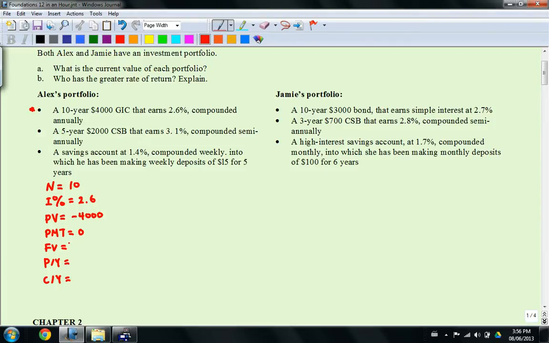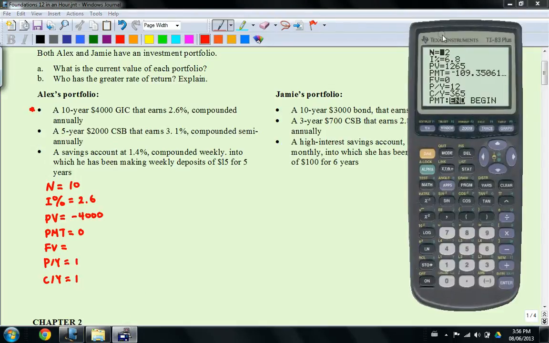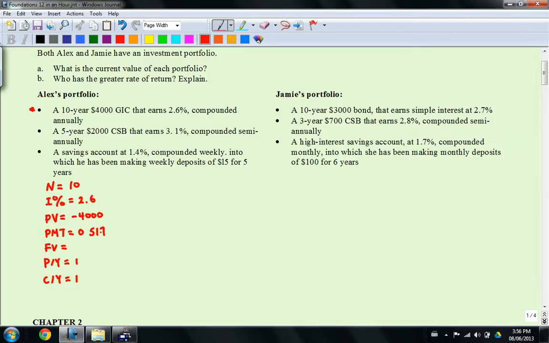The future value is what we're looking for. The number of payments per year and the number of compounds per year, you can just leave those as 1, just to make life a little simpler. And so on my calculator, I'm going to go 10, 2.6, negative 4,000, 0, and then 1 here. So what I'm going to do is go back to future value and go alpha and solve, and that will give me $5,170.51. So that's pretty easy.